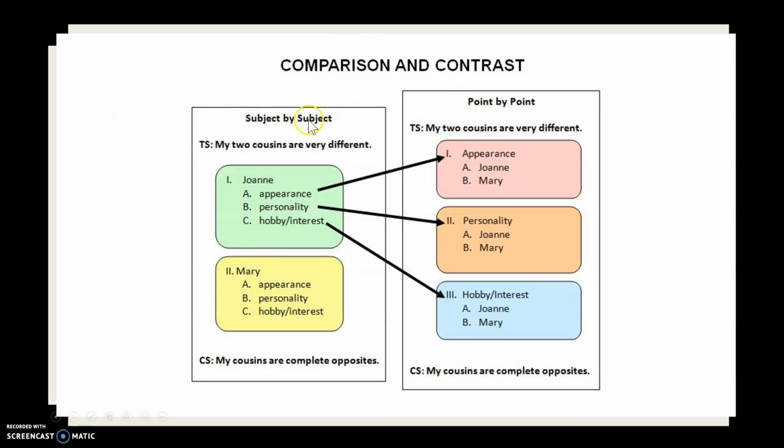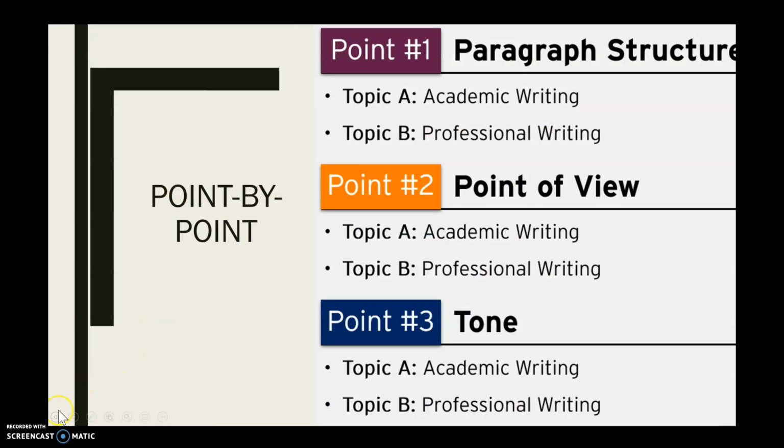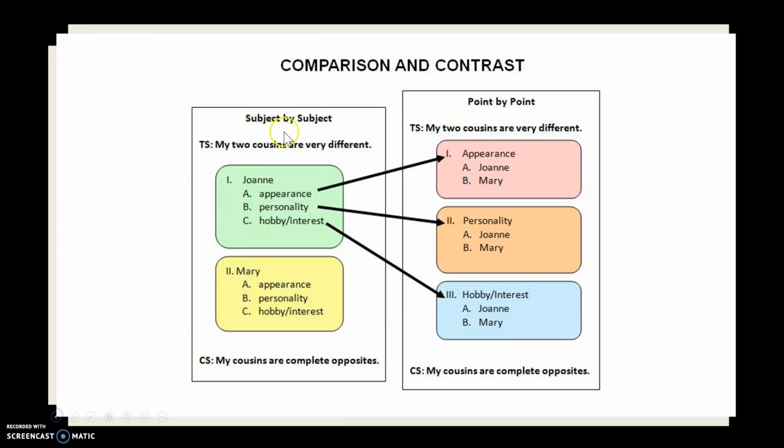So how do these actually look? So subject by subject, whoa, my computer's being weird again. You'll see, we're going into more details in a minute. So if your topic sentence was my two cousins are very different, you would first talk about Joanne. You have a sentence about her appearance, a sentence about her personality, and a sentence about her hobbies and interests. Then you do the same with Mary: appearance, personality, hobbies and interests. And then your transition sentence or concluding sentence would be my cousins are complete opposites.